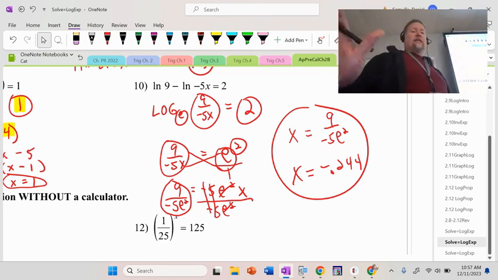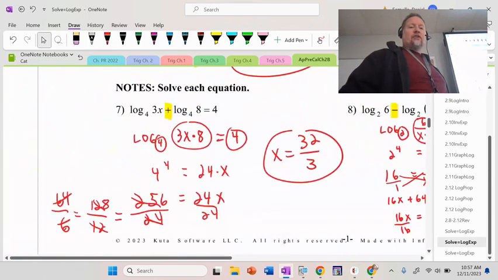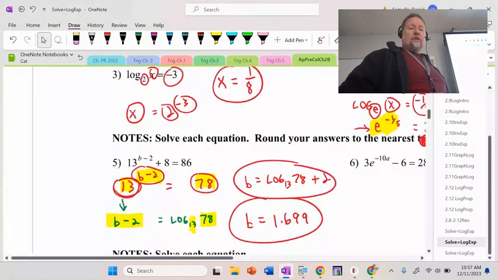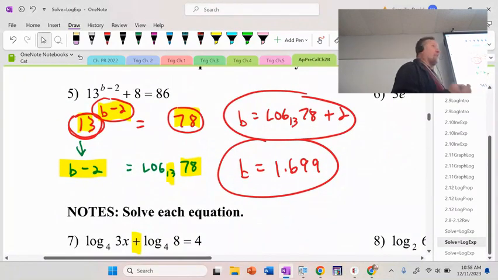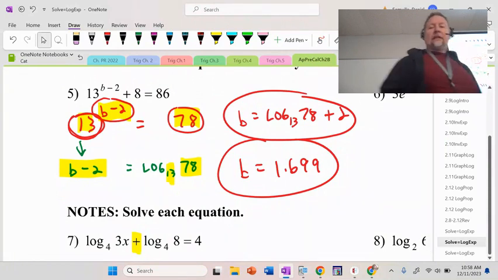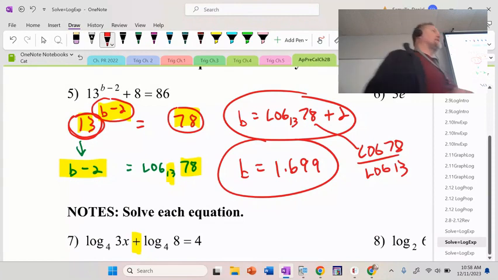I also had to teach change of base, didn't I? I had to show you a change of base on a number here, how to type that on the calculator to get that decimal. That was another property of ours. Log base 13 of 78 equals log 78 over log 13. So there are so many good things going on in this.